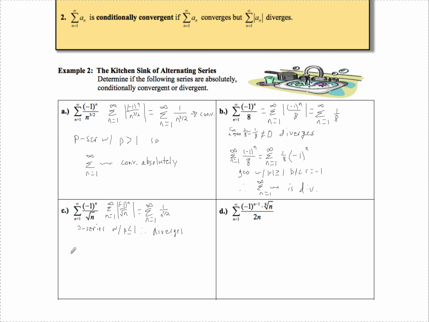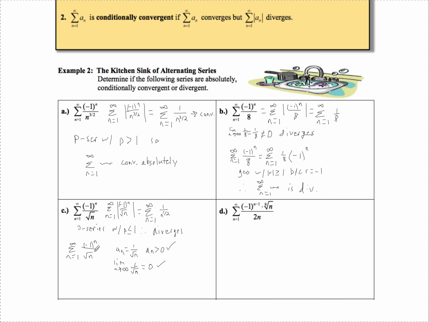Let's check just the natural series here without the absolute values. So now I come down here and I check. It's n equals 1 to infinity of negative 1 to the n over square root of n. Looks like I could use the alternating series test. Alternating series test, a sub n would be 1 over square root of n, and that would always be greater than 0, so that part is good. The limit as n approaches infinity of 1 over square root of n, as n grows, that will go to 0, so that's good.